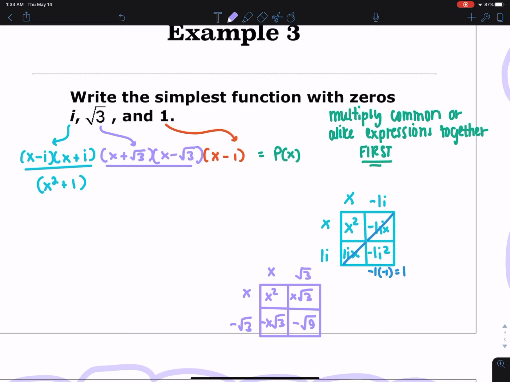So you can see that things are going to cancel out and simplify. It's going to make our problem a lot easier. These are going to cancel. Negative x times the square root of 3 plus x times the square root of 3. And then this is just going to simplify to x squared minus 3, because the square root of 9 is 3.